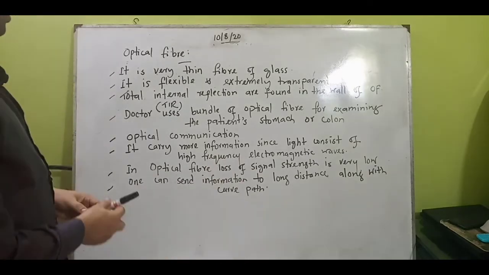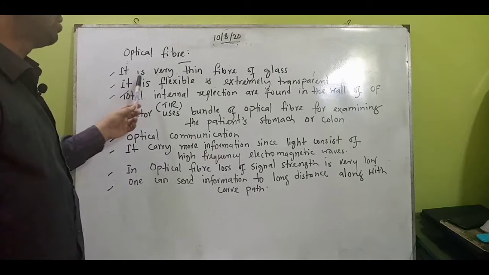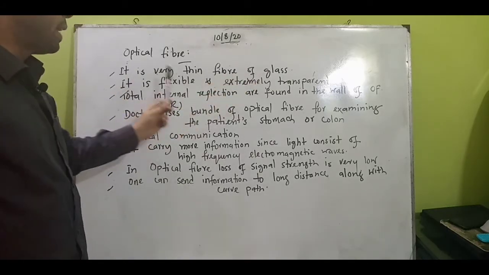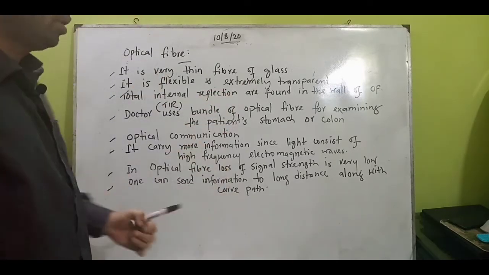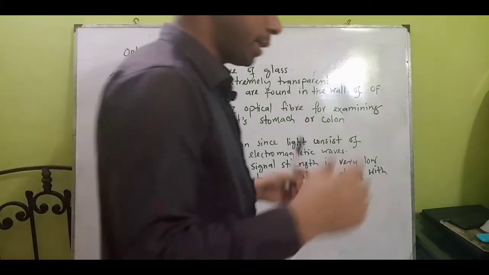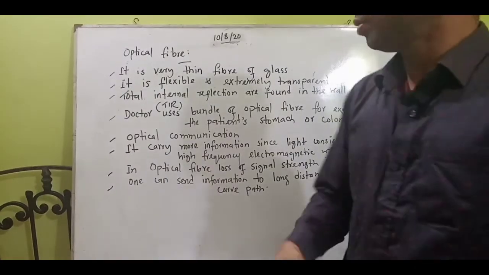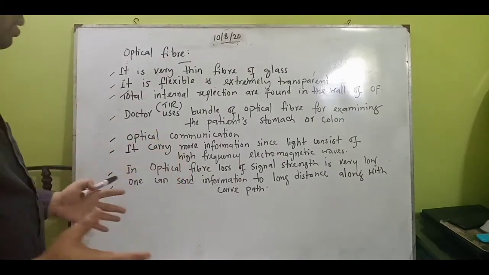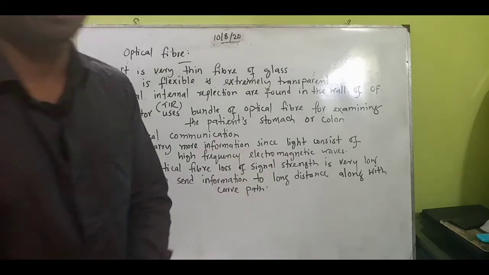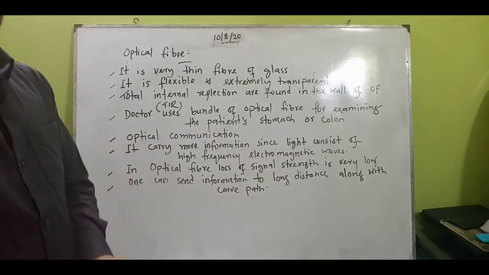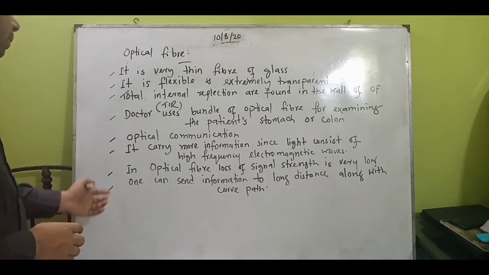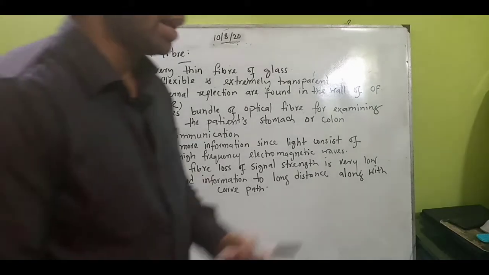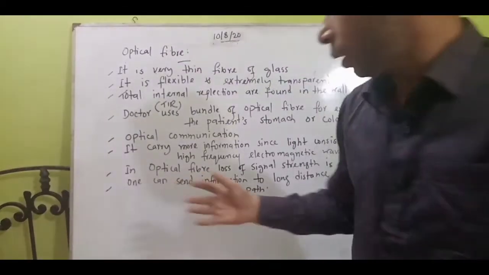So we learned about the optical fiber. What about the optical fiber? It is a very thin fiber of glass. It is flexible and extremely transparent. Total internal reflection is found in the wall of the optical fiber. Doctors use a bundle of optical fiber for examining the patient's stomach and colon, and it is used in optical communication. Then it carries more information since light consists of high frequency electromagnetic waves. In optical fiber, the loss of signal strength is very low. That means there is no chance of signal strength going out. One can send information to a long distance along a curvy path. It is also a very important feature.